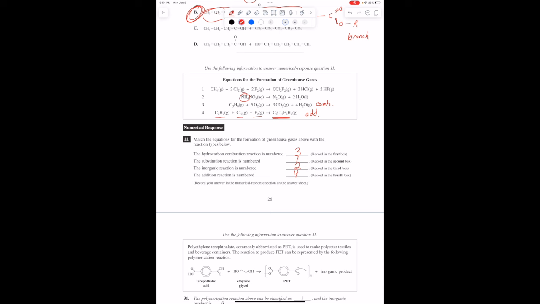Let's see. Okay, it's kind of a funny looking one, but we could draw it. So I got CH4 plus Cl and Cl, and there's two of those. It's a little odd. And F and F. Okay. And then over on the other side, I made C with Cl, Cl, F, F. And then an HCl, and then an H.